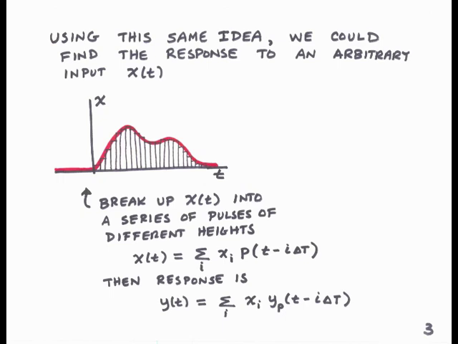And then in response to this input, we get the output, which is y of t equals summation over the indices of xi times yp of t minus i delta t. You see the response to p of t is yp of t, and so the response of p of t minus i delta t is yp of t minus i delta t. Then all we need to do is to adjust for the value of the strength of each pulse, which is given by the height xi.